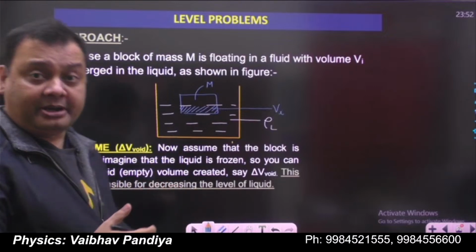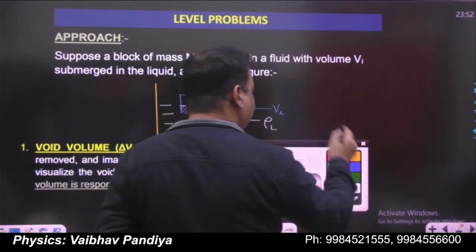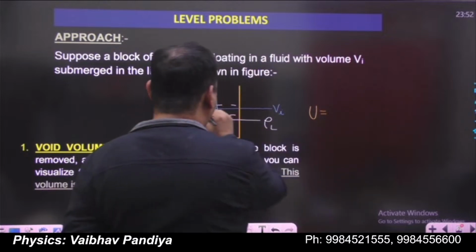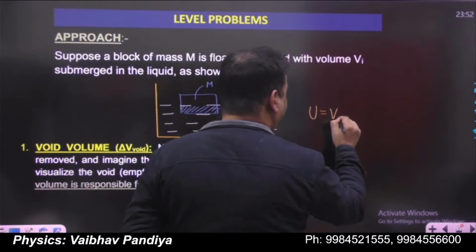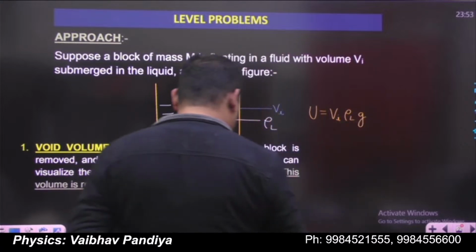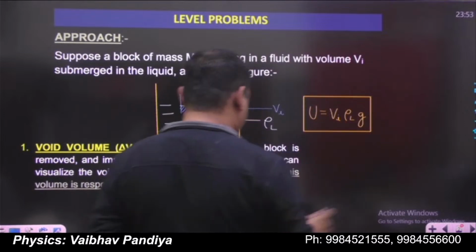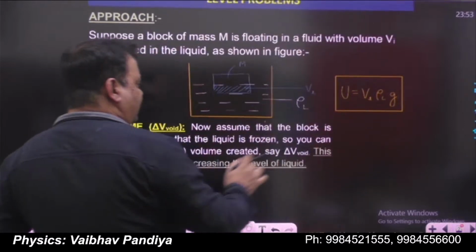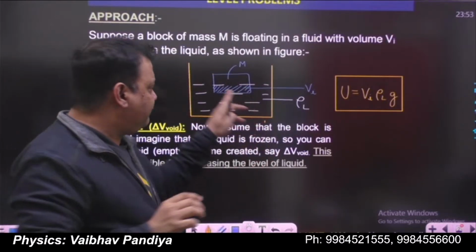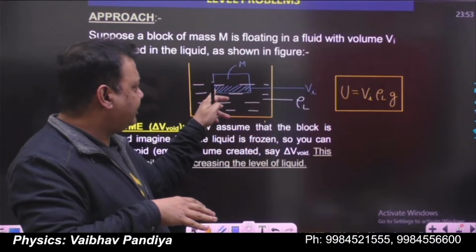Now we know from the fundamentals of fluid statics, there will be an upthrust acting on the solid which will act upward, and this will be equal to the weight of the liquid displaced by the solid, that is the volume of the object inside the liquid times the density of the liquid times g. This is the fundamental we did in fluid statics, how to find the upthrust. Now suppose you want to remove this solid. When you remove this solid, it will free some of the volume which is occupied by it. Right now it is occupying a volume Vi.